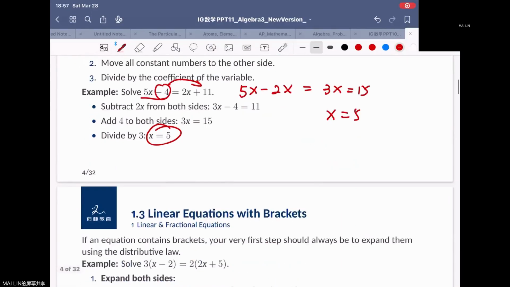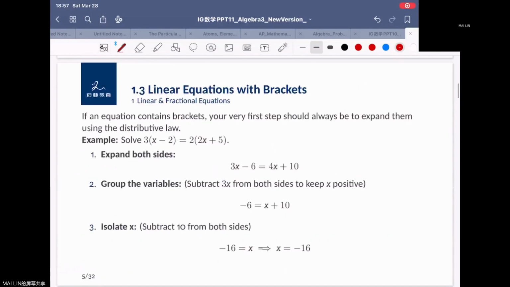That is it. Here we have linear equations with brackets. The problem is solving 3 times (x minus 2) equals 2 times (2x plus 5). First, try to expand the brackets. 3 times x equals 3x, and 3 times -2 equals -6. 2 times 2x equals 4x, and 2 times 5 equals 10.